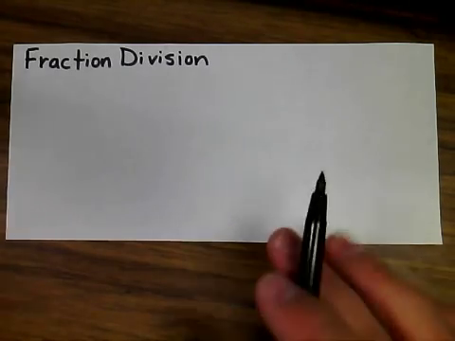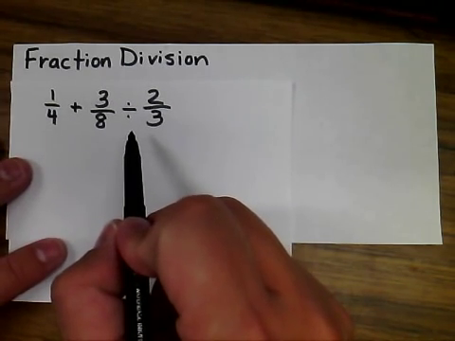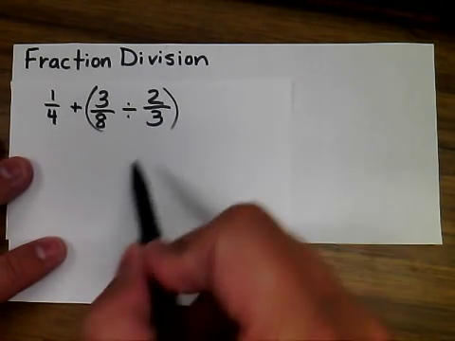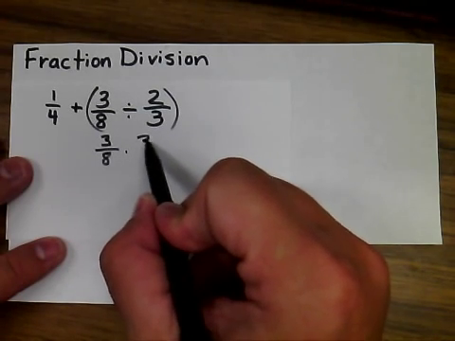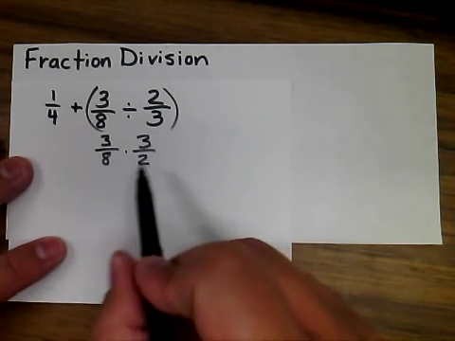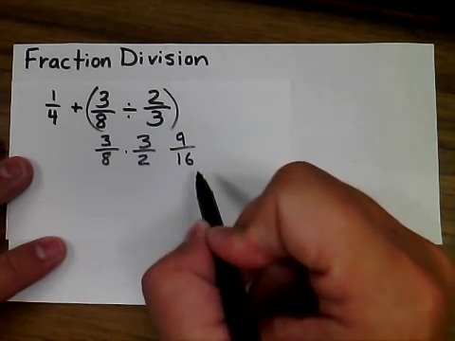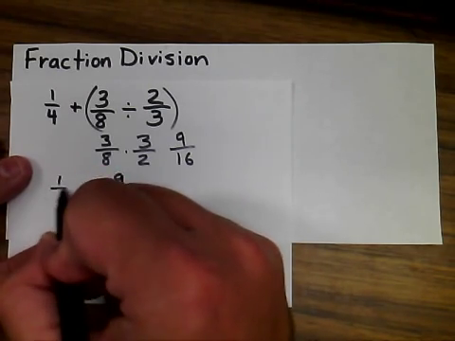And in our last example, the same process, but this time, it's addition and division. We want to be certainly aware that we always divide before we add. So this would be our first goal. We're going to rewrite that problem as 3/8 times, remember to reciprocal your right fraction. We can't cross cancel, so we multiply. 3 times 3 is 9. 8 times 2 is 16. And now we have a new answer down here, 9/16 plus 1/4.